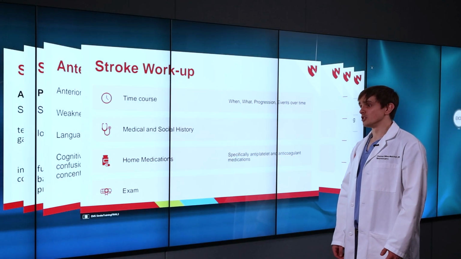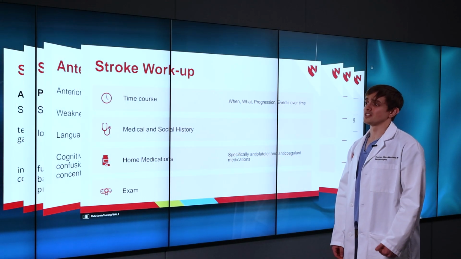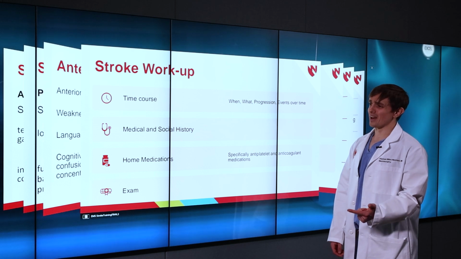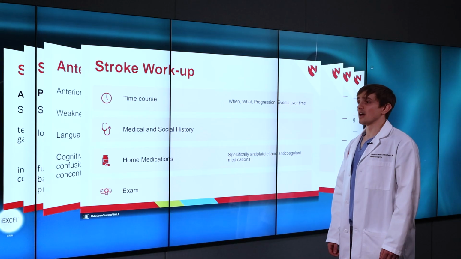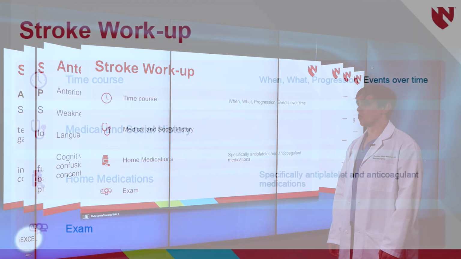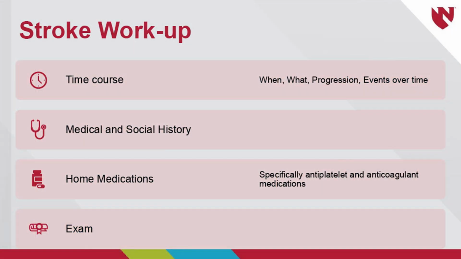Anytime you approach a patient that you suspect has a stroke in the field, you need to establish time course. What happened, when it happened, and the progression over time. Especially knowing what time something started is important because that will dictate what treatments we can do within the hospital. Next, getting a good medical and social history is important because this can give us clues to stroke risk factors and things that we can treat in an outpatient setting to help prevent future strokes. Getting the home medications is essential, especially the antiplatelet and anticoagulation medications, because this will have implications to what treatments we can do and how soon we can give treatments.